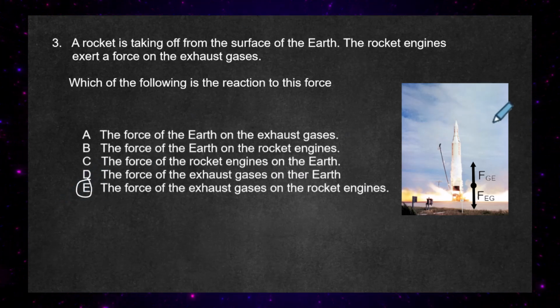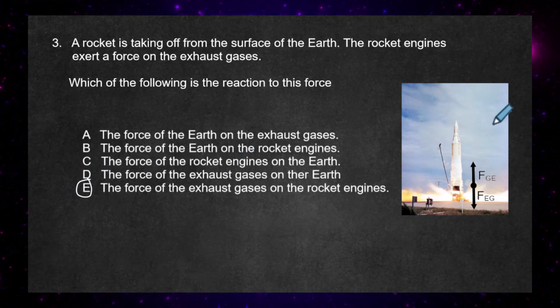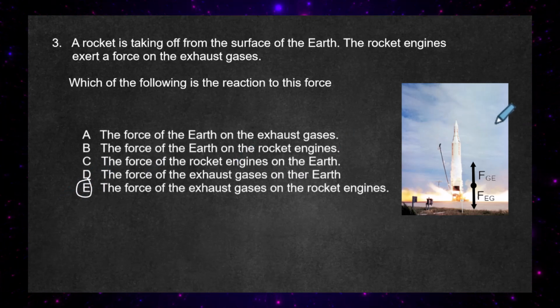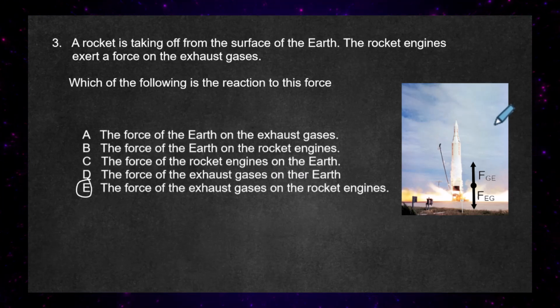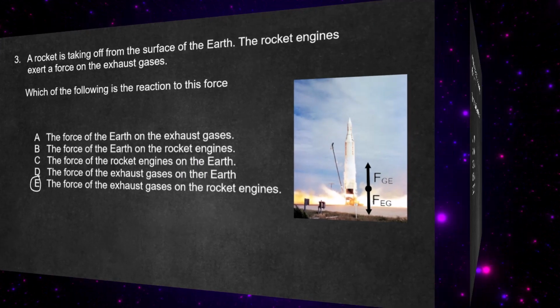So as the recap, if the rocket is taking off from the surface of the Earth, the rocket engines exert a force on exhaust gases. So we're looking for the exhaust gases exerting a force on the rocket engine. It's the Newton pair, answer E.